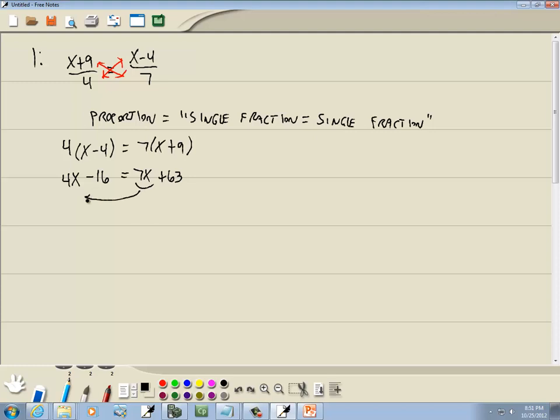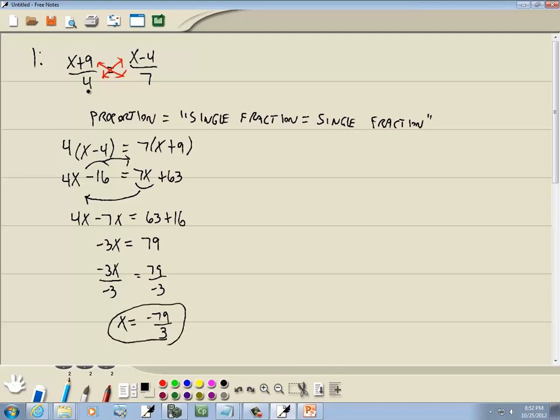Now I get all the x's on one side, numbers on the other side. So I take 7x to the left side, and it becomes negative 7x. Take the negative 16 to the right side and it becomes a positive 16. Combine like terms: 4x minus 7x is negative 3x, and adding these together I get 79. Last step, divide both sides by the number in front of your x, and we get x is equal to negative 79 over 3.